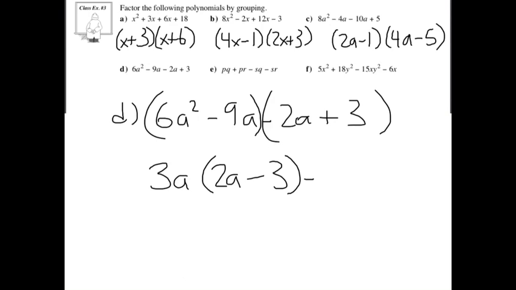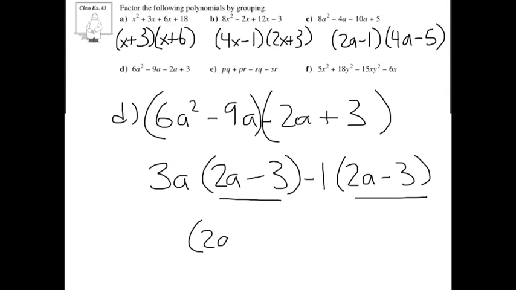Next up, we've got negative 2a plus 3. This can be divisible by negative 1, and that will give you positive 2a minus 3, which is something we have in common with the last group. So this is going to be 2a minus 3 and 3a minus 1.